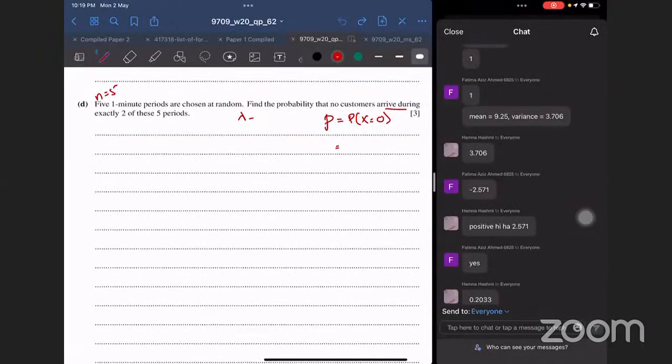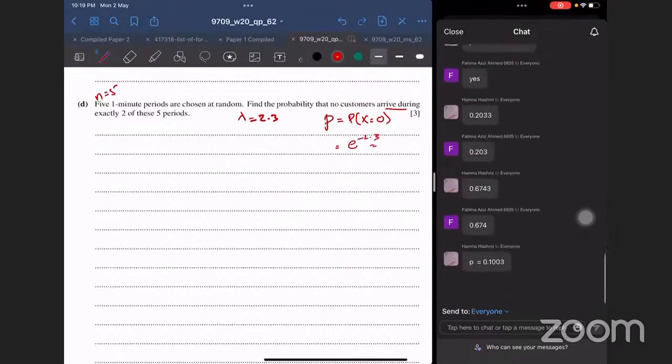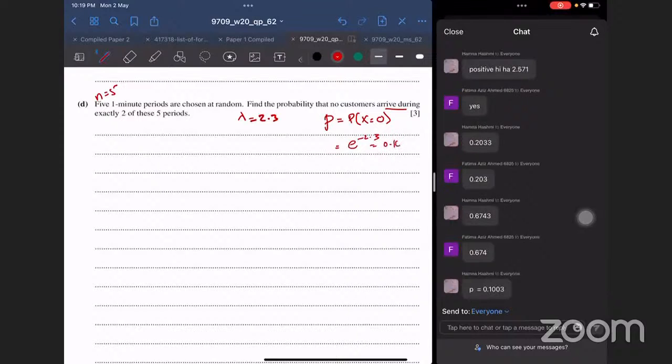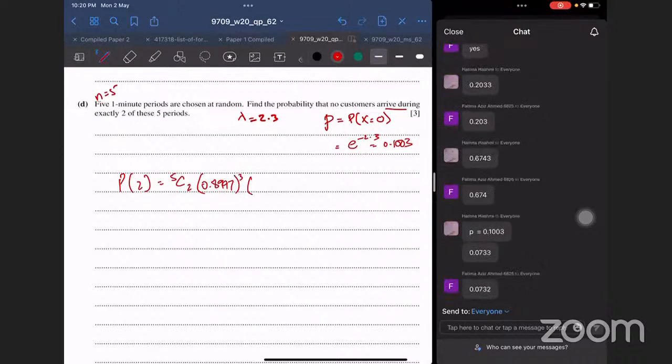ओके, सो आपने कहा कि पहले लैम्डा जो था वो 2.3 था, तो जो प्रोबेबिलिटी ऑफ 0 थी वो थी e power minus 2.3 and you're telling me that that was equals to 0.1003. तो अब मैं क्या कह रहा हूँ कि अब आपके पास 5 इंटरवल हैं and you want to be successful in only 2 of those intervals, so you're going to say that 5C2 into 0.8997 power 3 and 0.1003 power 2. That is what you've done. 0.0732. Okay.